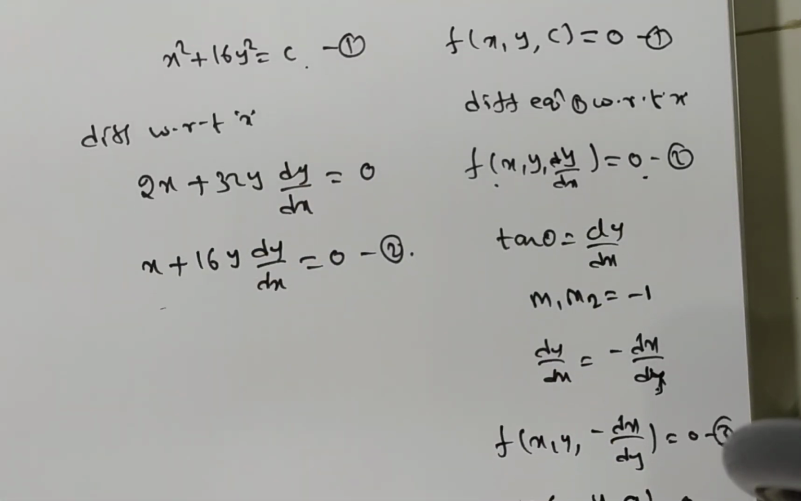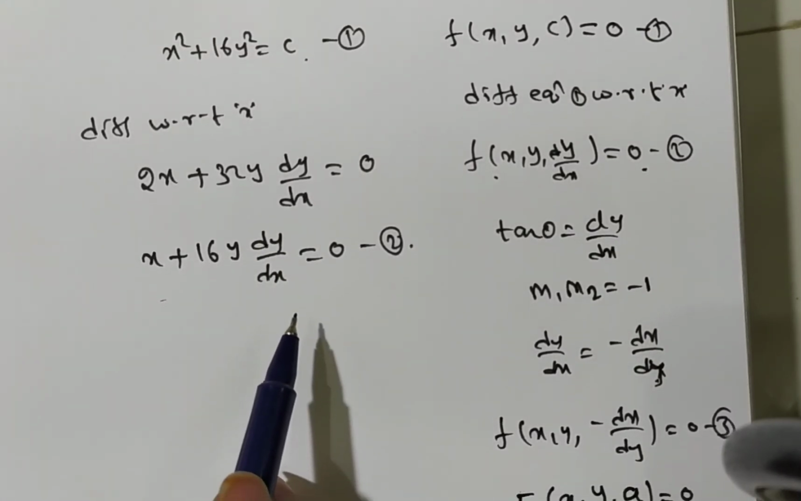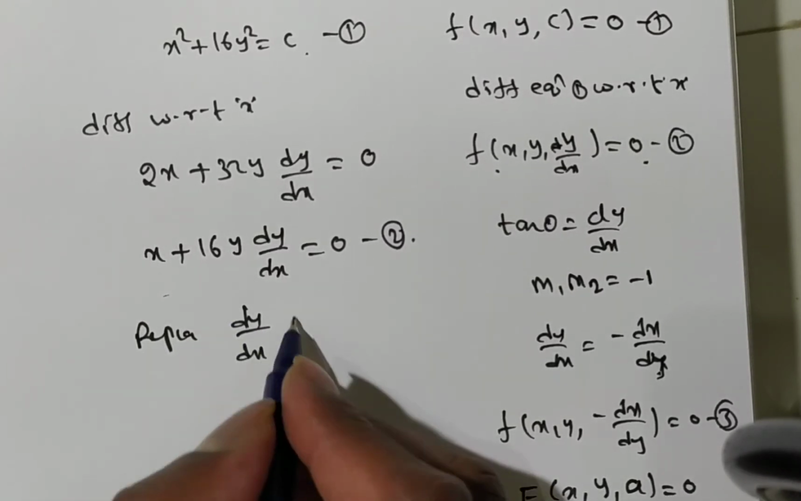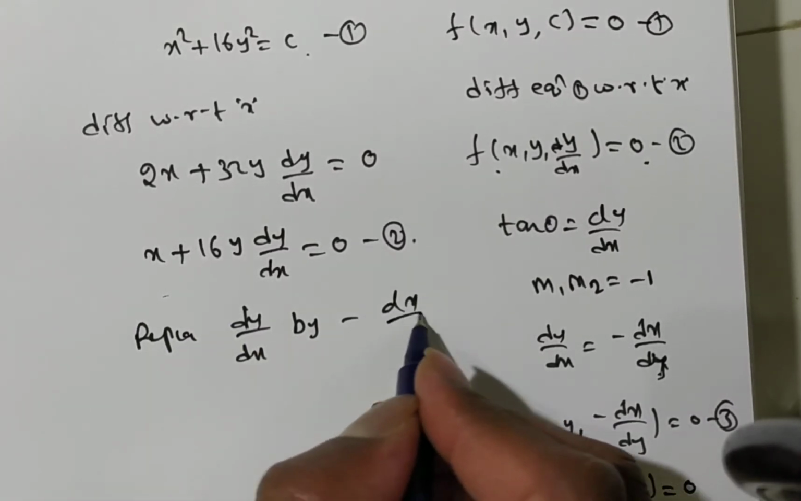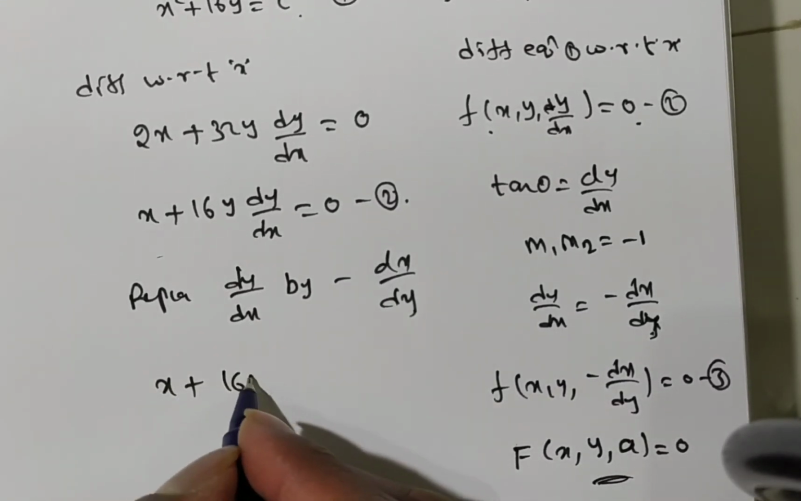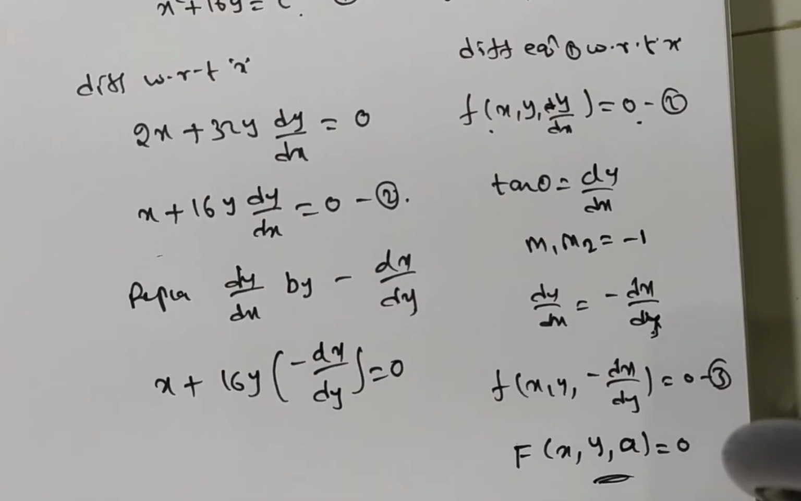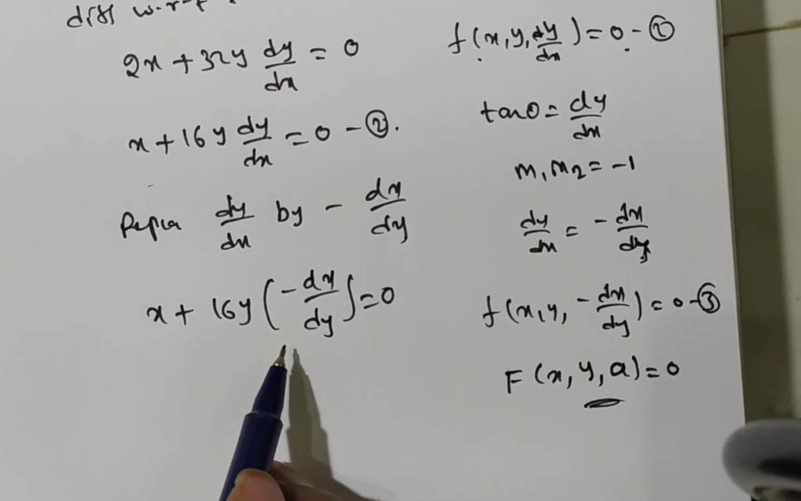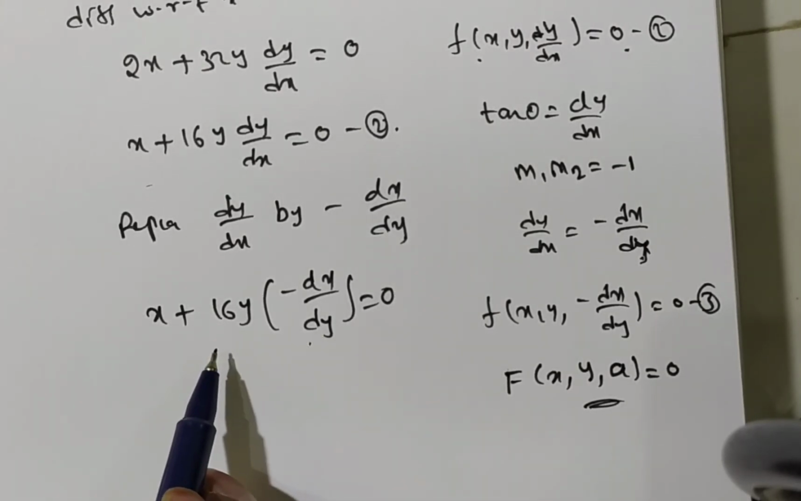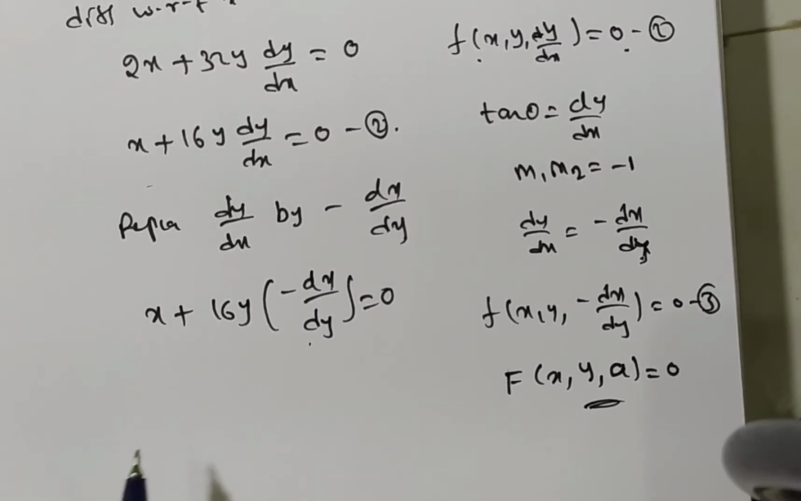Now what is the tangent here? You have dy by dx. What do we require to find? The orthogonal trajectory. So replace dy by dx by minus dx by dy. That's it. So x plus 16y times minus dx by dy is equal to 0. It is a first order, first degree differential equation. Now using the variable separable method, you can simplify.